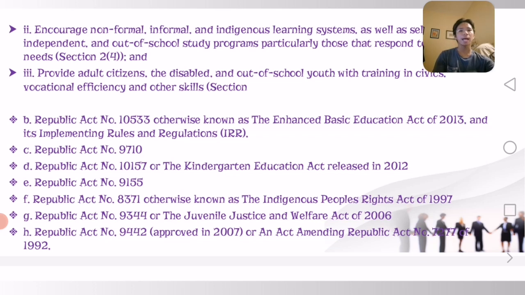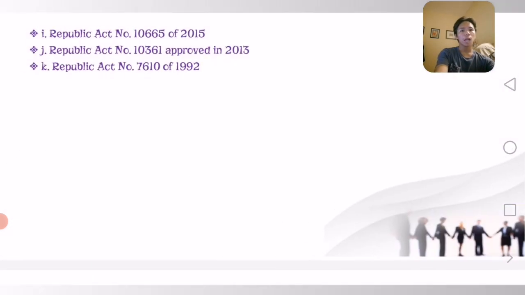Next, we have Republic Act 10665 of 2015, also known as the Open High School System Act, which declares the policy of the state to broaden access to relevant quality education through the employment of an alternative secondary education program to overcome personal, geographical, socio-economic, and physical constraints.